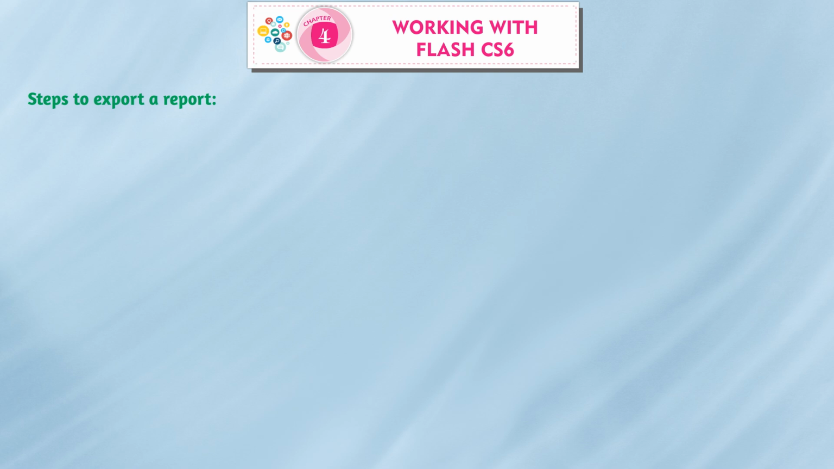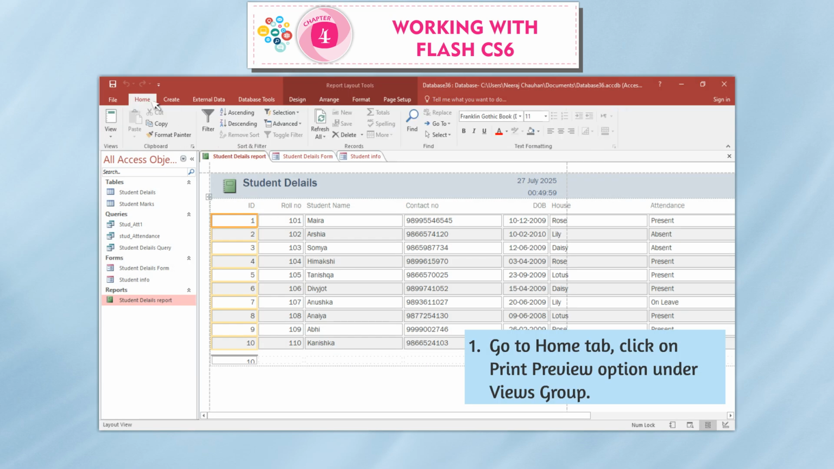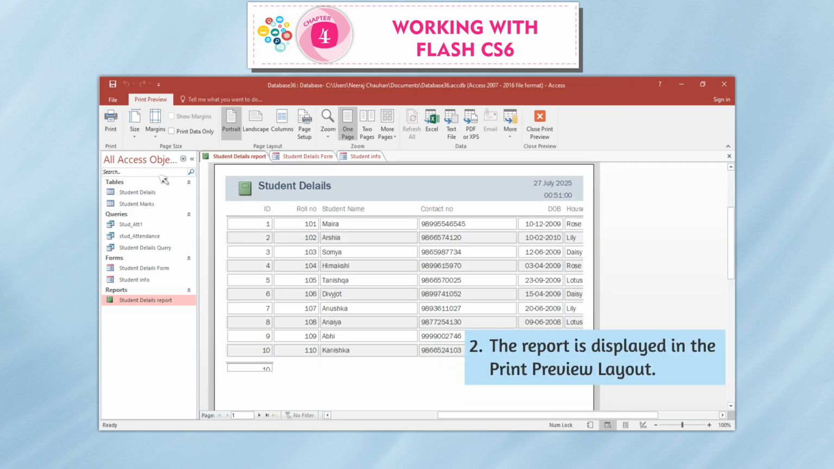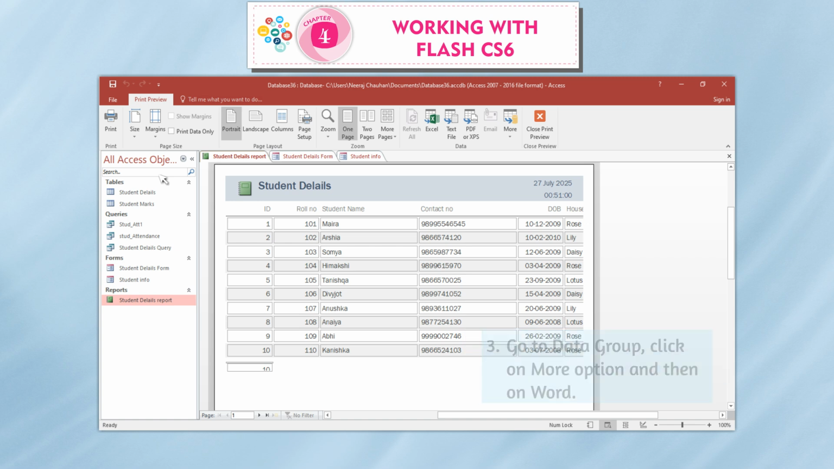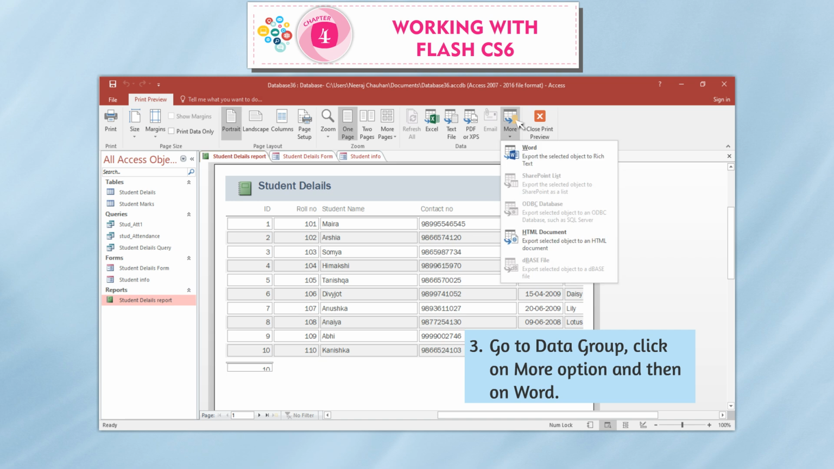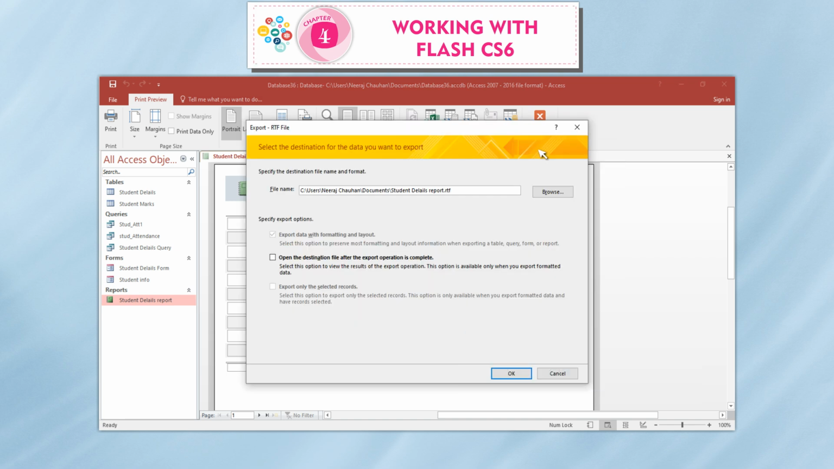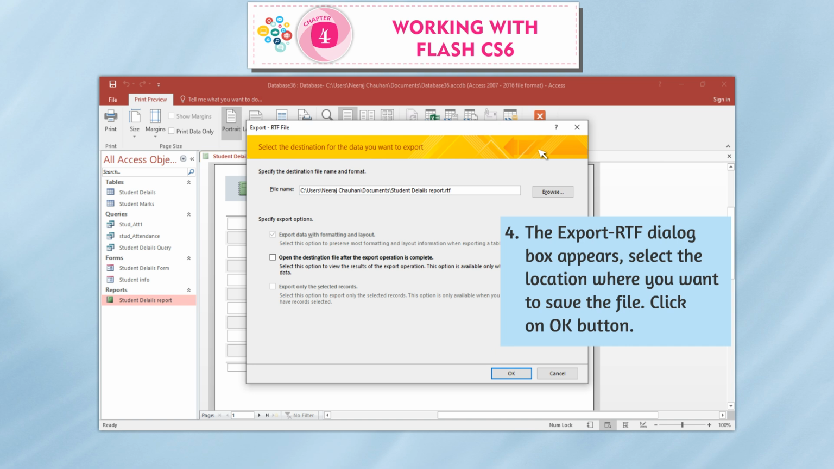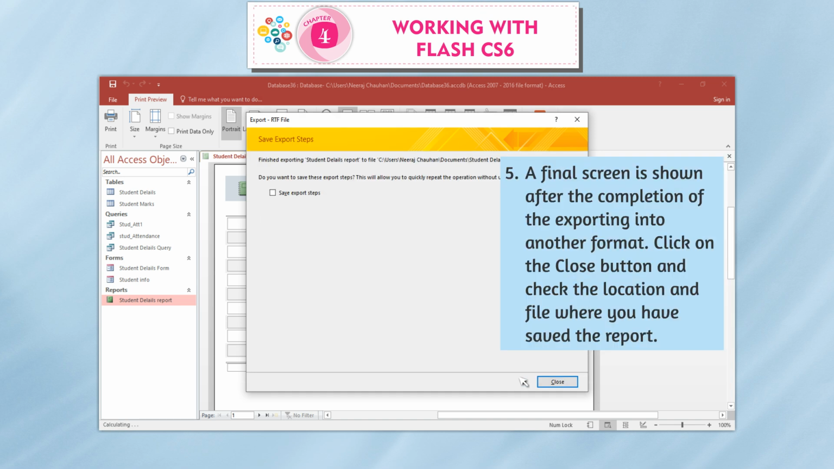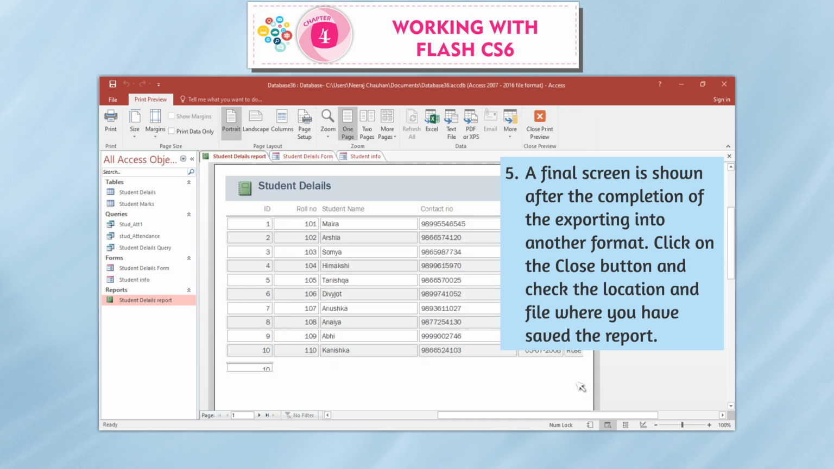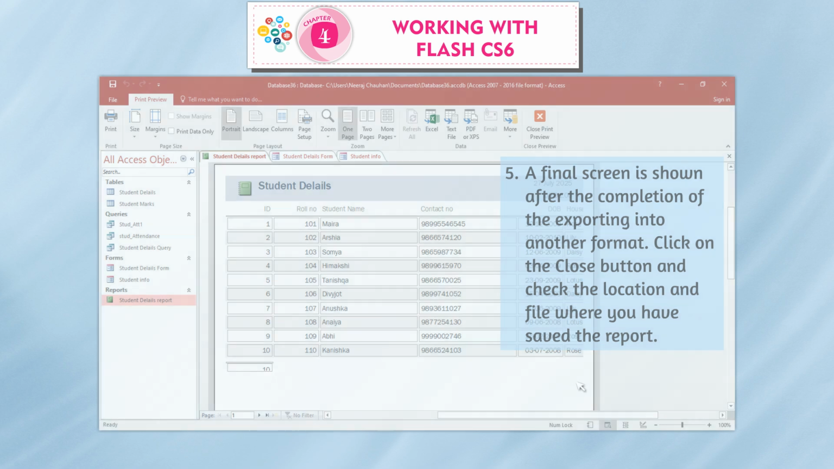Steps to export a report. 1. Go to the Home tab, click on the Print Preview option under the Views group. 2. The report is displayed in the Print Preview layout. 3. Go to the Data group, click on the More option and then on Word. 4. The Export RTF dialog box appears. Select the location where you want to save the file. Click on the OK button. 5. A final screen is shown after the completion of the exporting into another format. Click on the Close button and check the location and file where you have saved the report.